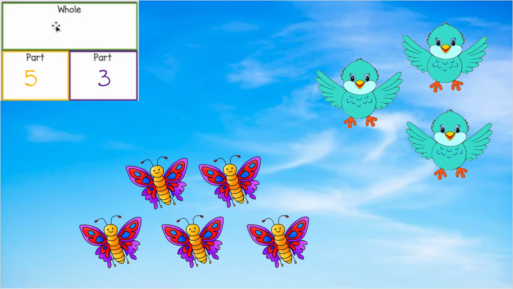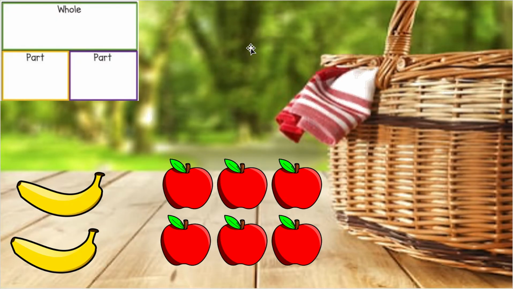So to figure out how many animals are in my whole sky, I have to count my part butterflies and my part birds. Let's find out how many animals are in my whole sky. 1, 2, 3, 4, 5, 6, 7, 8. I have 8 animals in my whole sky. 8 animals in my whole sky were made up of 5 part butterflies and 3 part birds. Let's do one more example before we start making our equations.